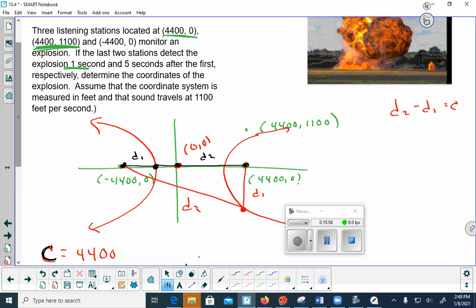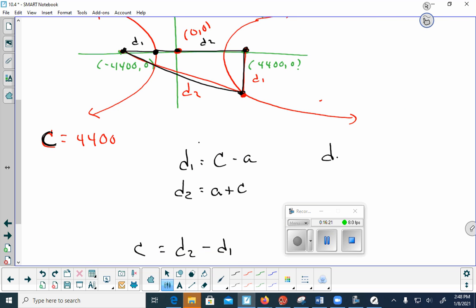So what is my constant difference? Well, they told me. I heard the explosion here, and then 5 seconds later, this guy heard the explosion. So the difference between D2 and D1 is going to be 5,500, because it's 5 seconds at 1,100 feet per second. So 2A is equal to 5,500, which means A is equal to 2,750.